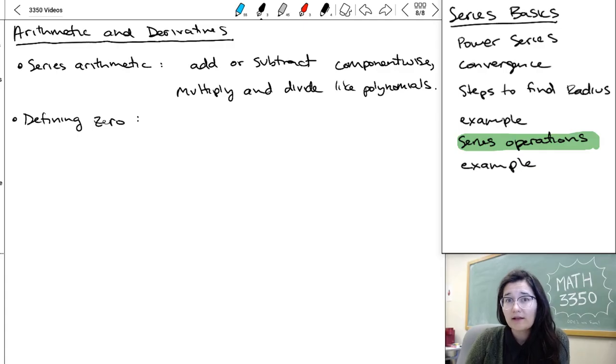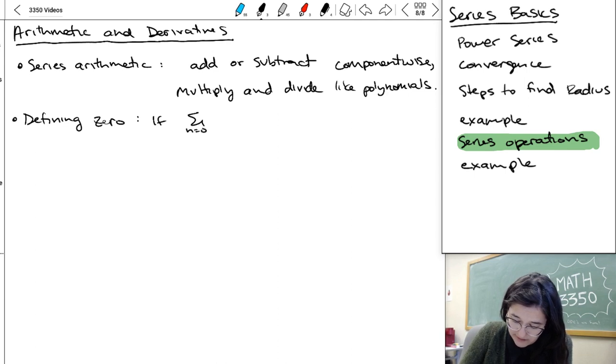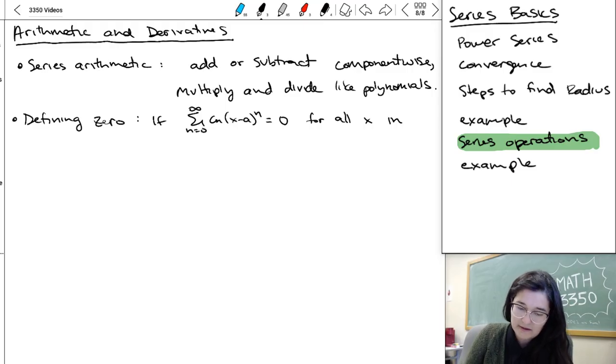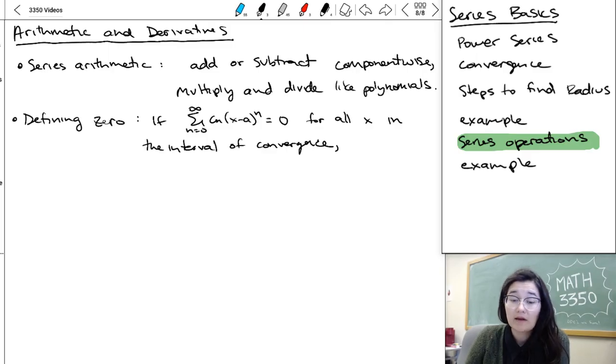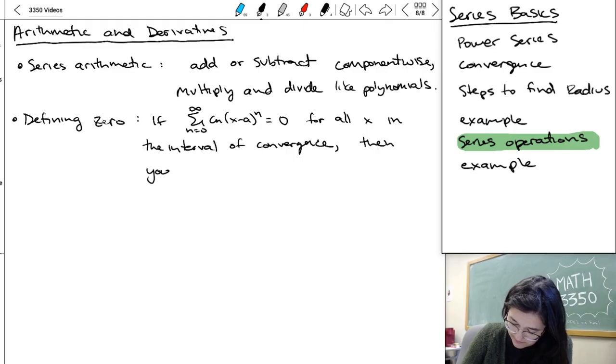We might wonder when a series is zero. So if you have an infinite series and you set it equal to 0, and you want that to be true for all x in the interval of convergence, then you're going to need c sub n equals 0 for all n.